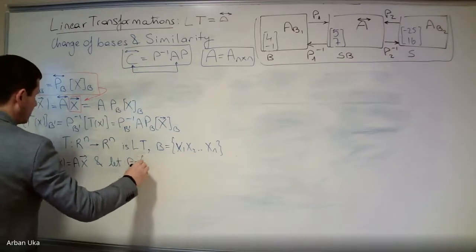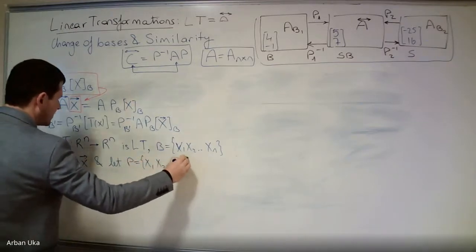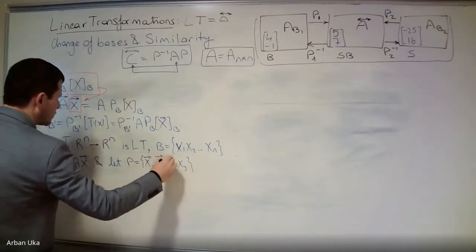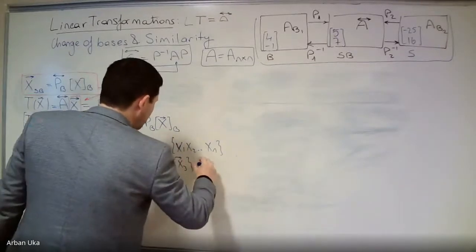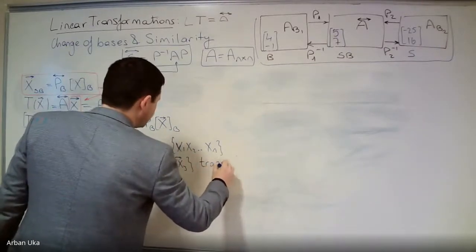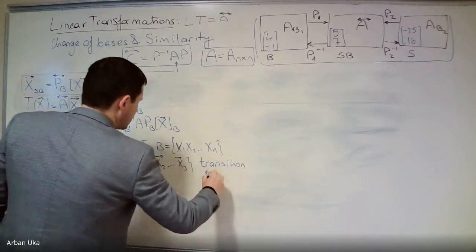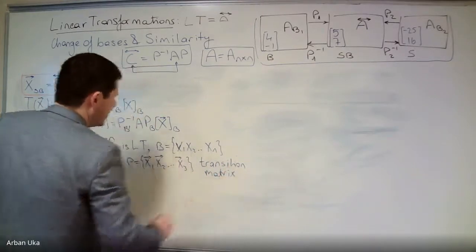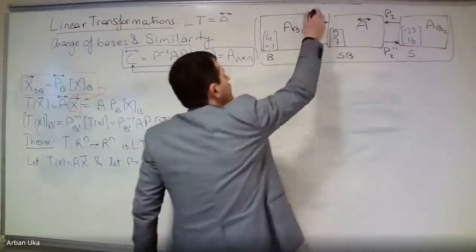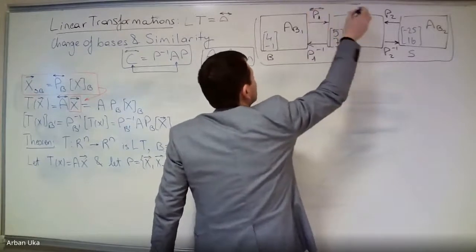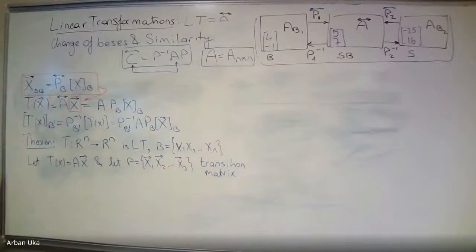And let P be equal to x1, x2, x3. These x1, x2, x3 are all vectors, and this matrix P is called as such. So you can read it from here. Matrix P will be a transition matrix which makes possible the transition from one domain to another. That's why we see this with this representative matrix notation.